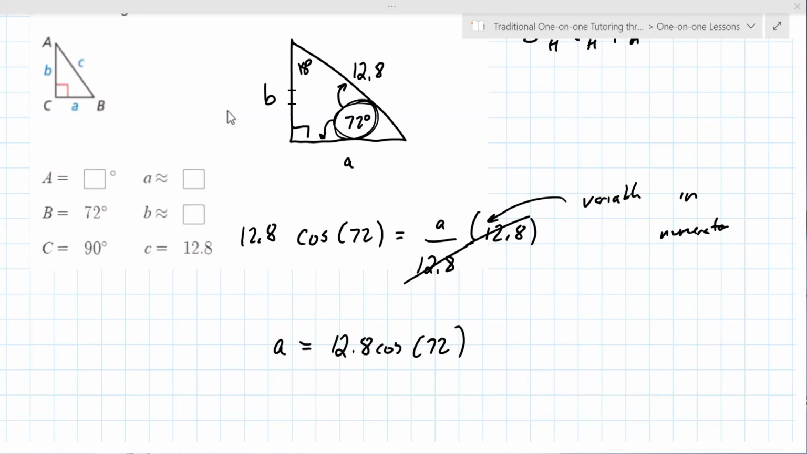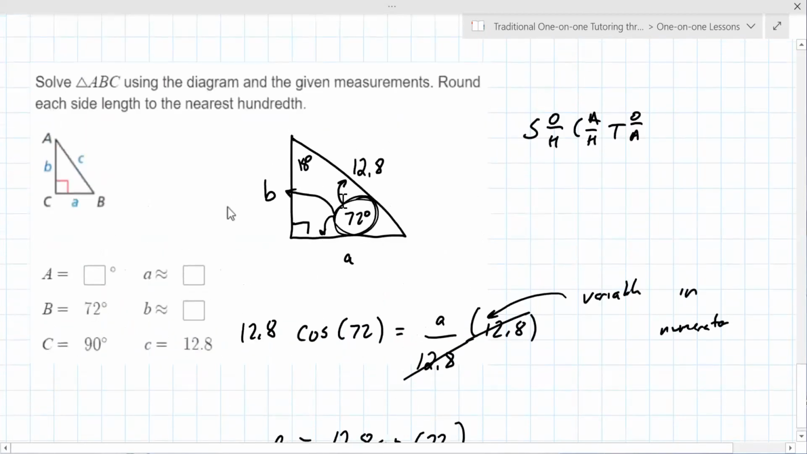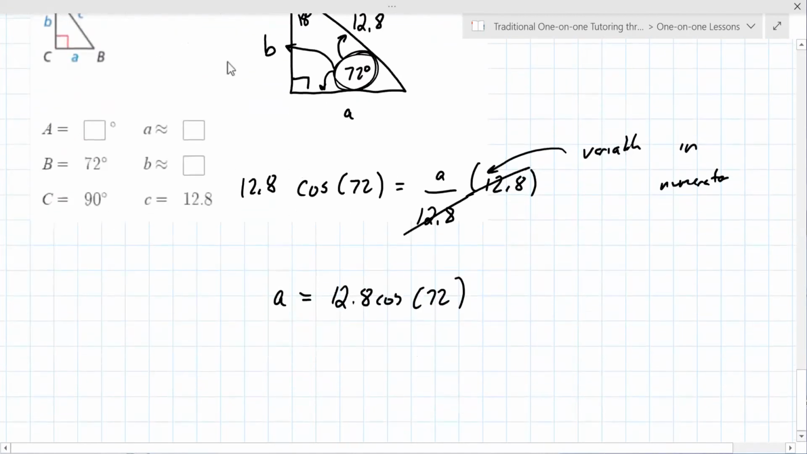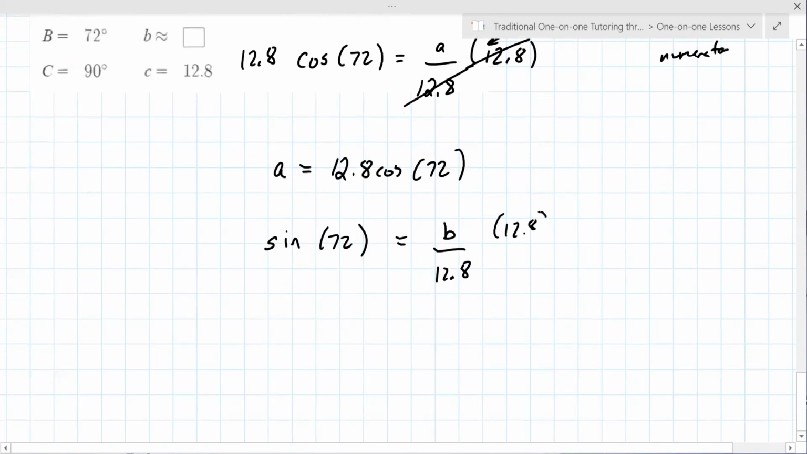So to find angle B, B is opposite this 72. And then we have the hypotenuse. So I'm going to use sine because sine is opposite and hypotenuse. So like you have to use that to figure out, you know, which one to use. So sine 72 is the opposite, which is B. B is opposite 72 over 12.8. And again, you're just going to multiply both sides by 12.8.